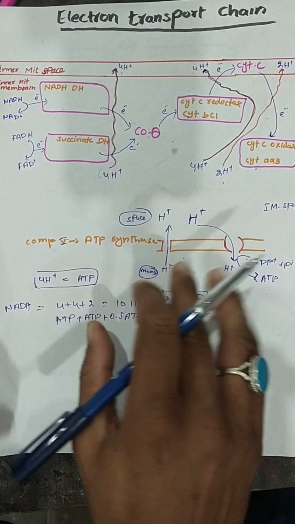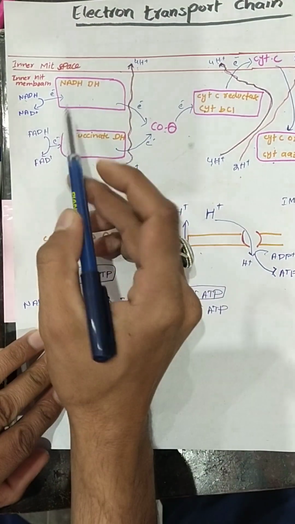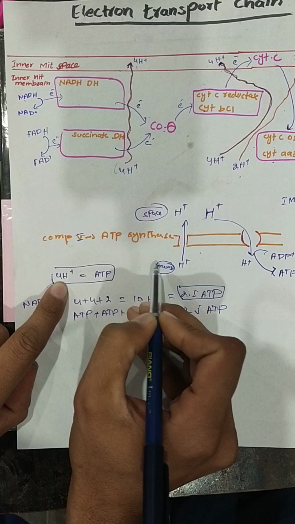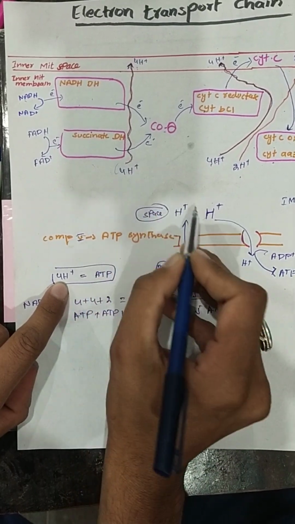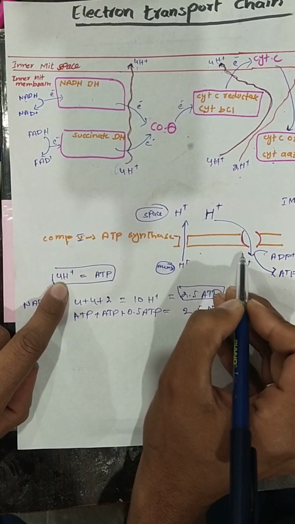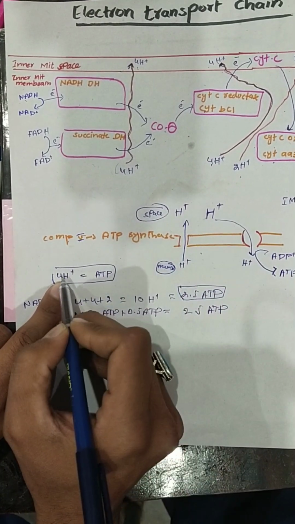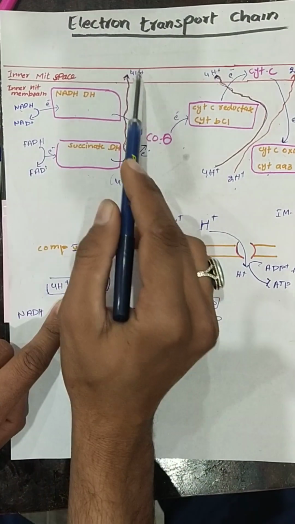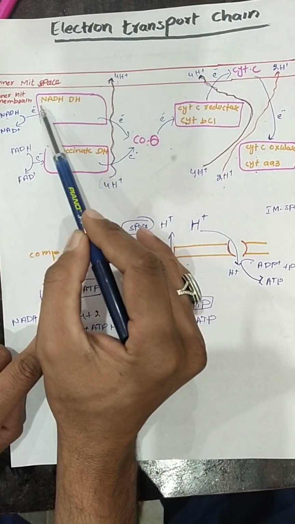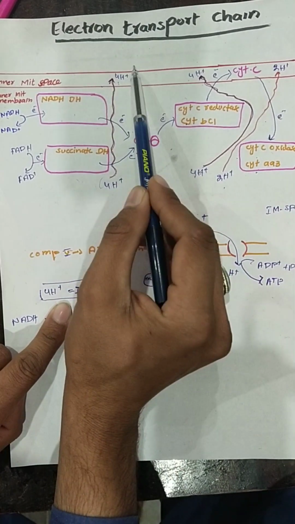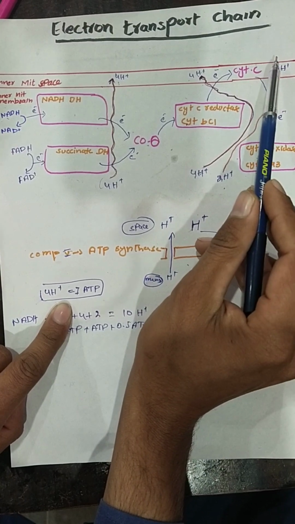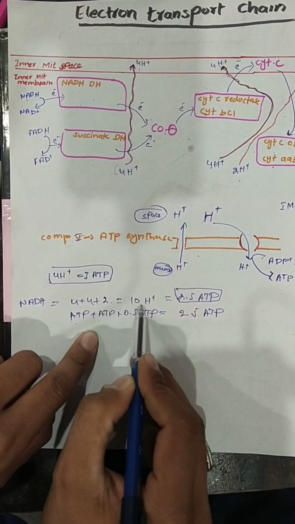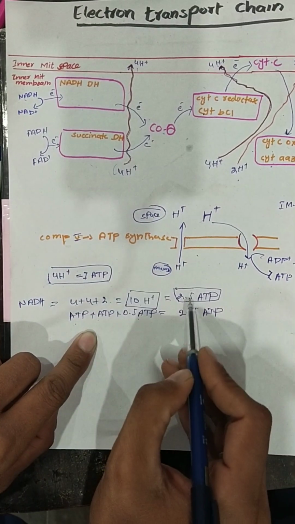Okay, so now I'm going to tell you how 2.5 ATP are formed from NADH. You should remember that when 4 hydrogen atoms are pumped into the intermembrane space and then diffuse down their concentration gradient, this diffusion gives 1 ATP. So 4 hydrogen gives 1 ATP. How many hydrogen atoms are pumped when we use NADH? 4, 4 and 2. 4 is equal to 1 ATP, 4 is equal to 1 ATP, and 2 is equal to half an ATP. So total we have 10 hydrogen atoms when we use NADH, and we have 2.5 ATP.